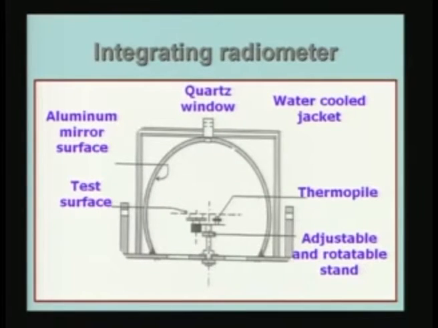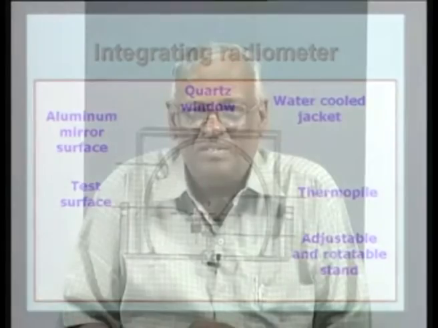So, the next apparatus I am going to discuss is called the integrating radiometer. This is slightly different from what we have discussed earlier. In the earlier case, the integrating sphere was coated with a diffuse coating, highly reflecting but diffuse. Here I am not going to use a diffuse reflector, I am going to use a specular reflector.